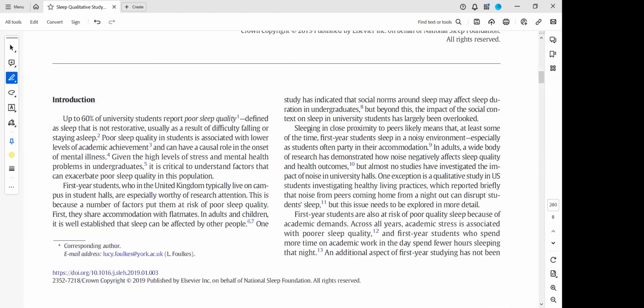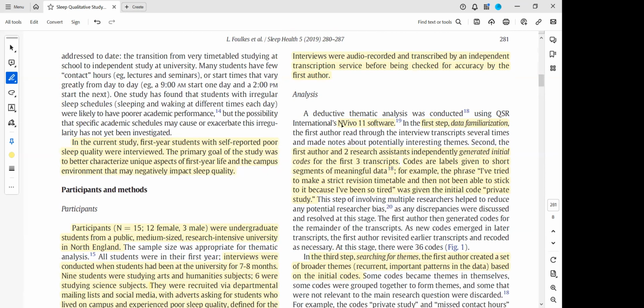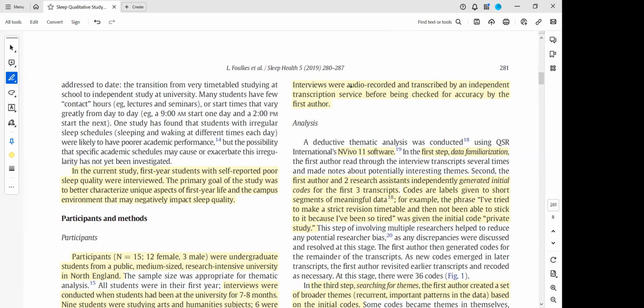And then for the analysis, they used NVivo. So what they did is they got the recordings. It says up here that they were audio recorded and transcribed by an independent transcription service. So you take the audio recording and put it through a program. We use Otter. Otter is just a program where you put in audio and it gives you a transcript from it. But actually, Zoom does the same thing. If you do it on Zoom, Zoom will give you a transcript as well.